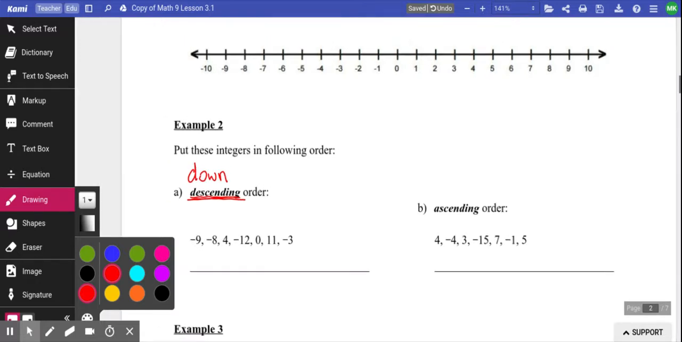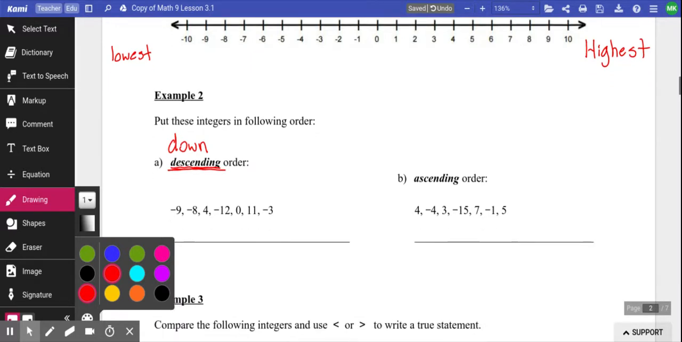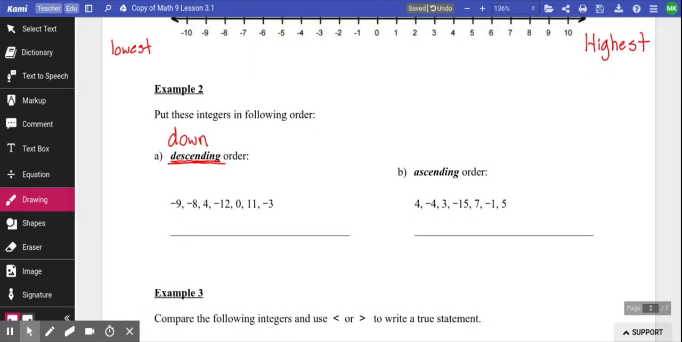Our highest numbers are up here on the right side of a number line. Your lowest numbers are over here on the left side of the number line. So if we took these numbers and we wanted to put them in descending order, that means highest to lowest. You want to go down.